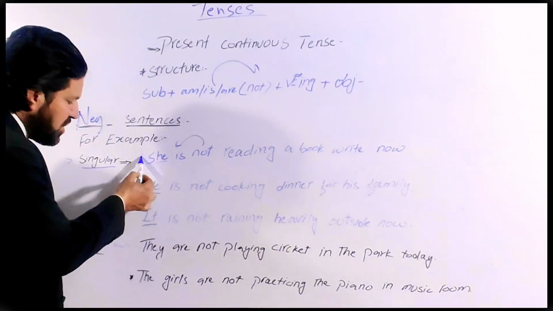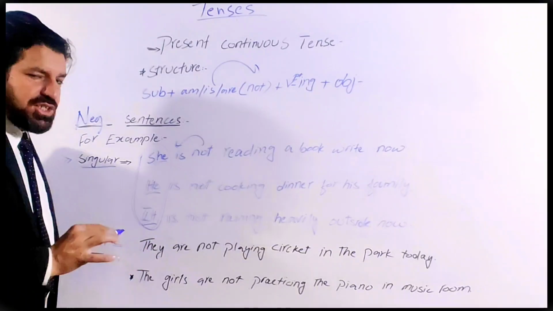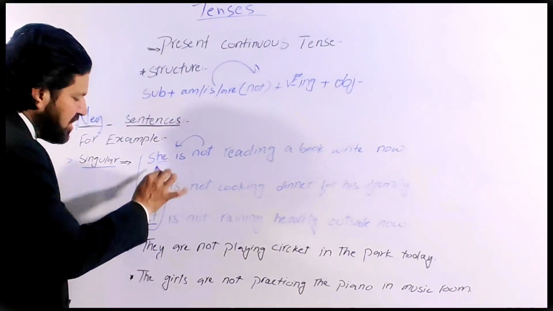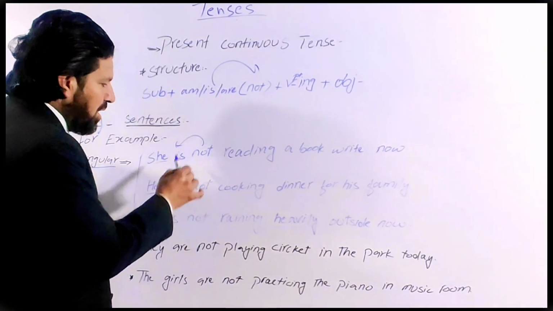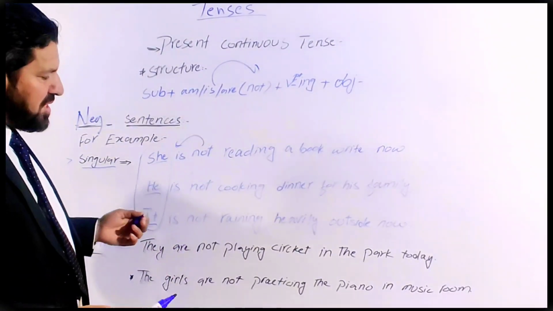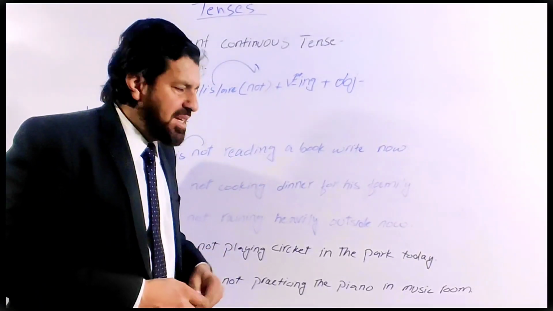So we use he, she, it. These are our singular nouns and pronouns. So after he, she, it, we put the helping verb "is," and then we use "not." So this is our negative sentence, and after "not" we use the first form of the verb and then the object.